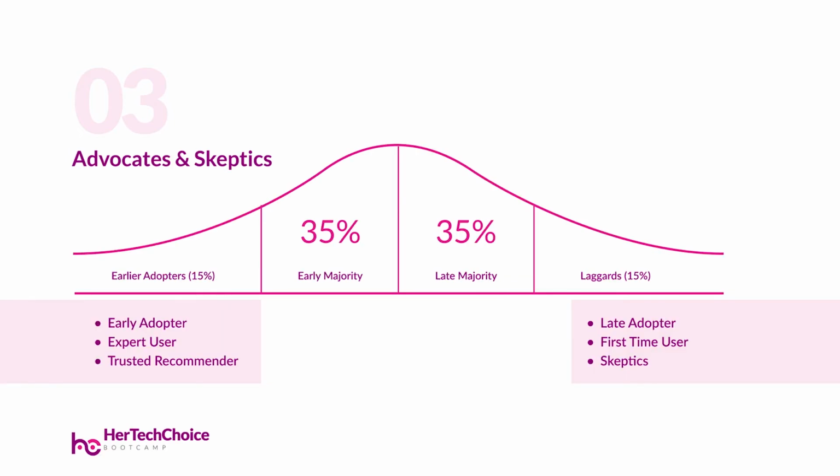So this graph is showing the trend of adoption where we have the early adopters at the first 15%, then the laggards are at the last 15%.